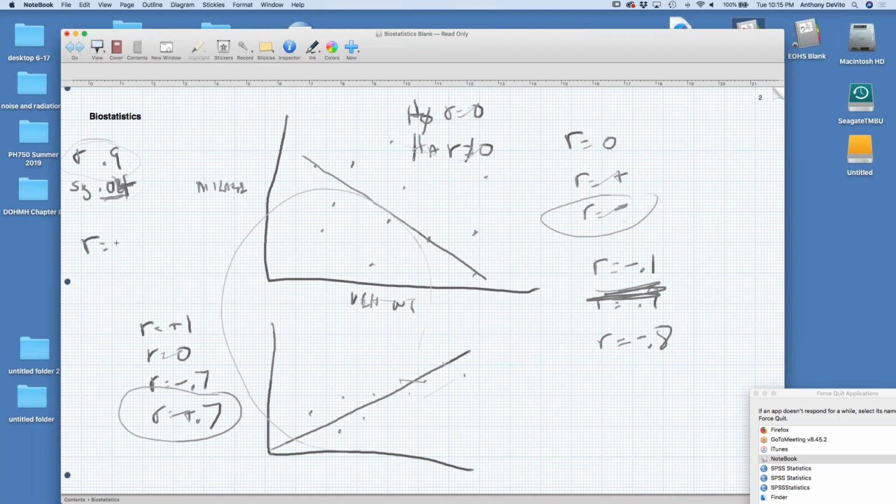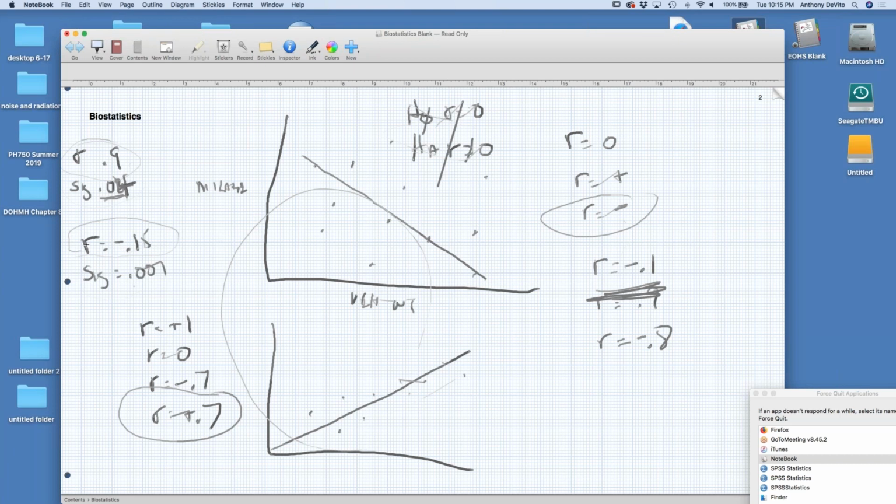Well, how about R is equal to negative 0.15, and the significance is equal to 0.001. Can I reject the null hypothesis there? Yes, I can, because the significance is less than 0.05. I can reject the null hypothesis, accept the alternative hypothesis, right? It is true that it's a weak association, but it's statistically significant.